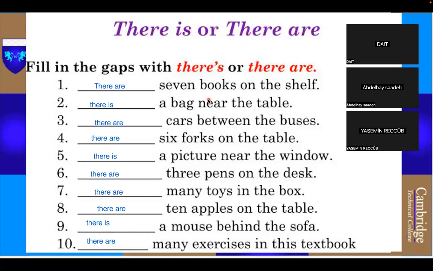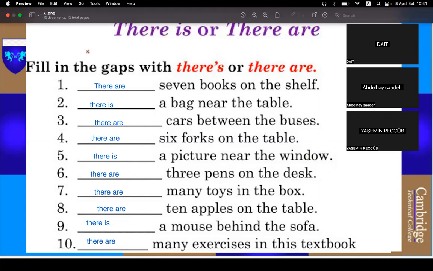Okay, Abdul Hay? Yes, sir. Give me for there is and there are. Give me another example. There are many tables in the class. There are many people in the class. Yes, many people. Now let's go to Miss Yasmin. Can you give me an example? 1 sentence with there is, 1 sentence with there are.